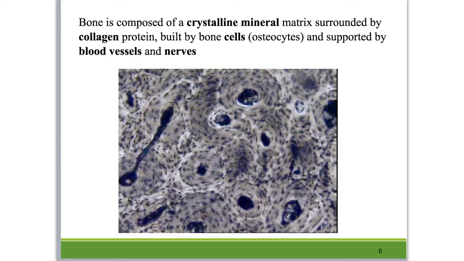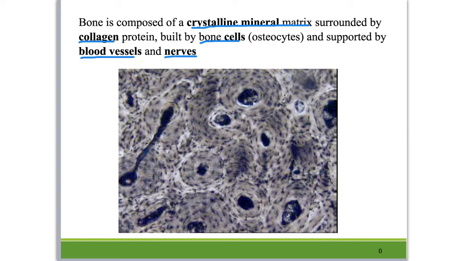So as I said, bone is alive and it's actually made up of several things. It is a crystalline mineral matrix. It does have minerals like calcium and magnesium and phosphate. But these minerals are surrounded by a protein. Collagen is the particular protein. And so bones are a combination of protein and minerals. Bones are built by bone cells known as osteocytes. And those bone cells then are supported by blood vessels that bring in nutrients and carry away wastes, and your whole nervous system. If you've ever broken a bone, you know it hurts.